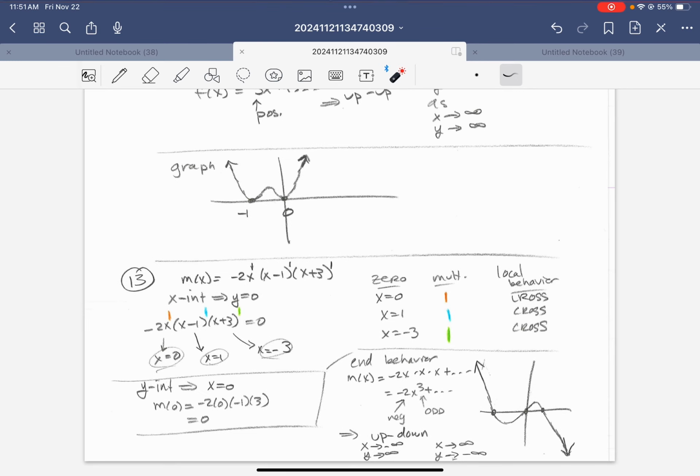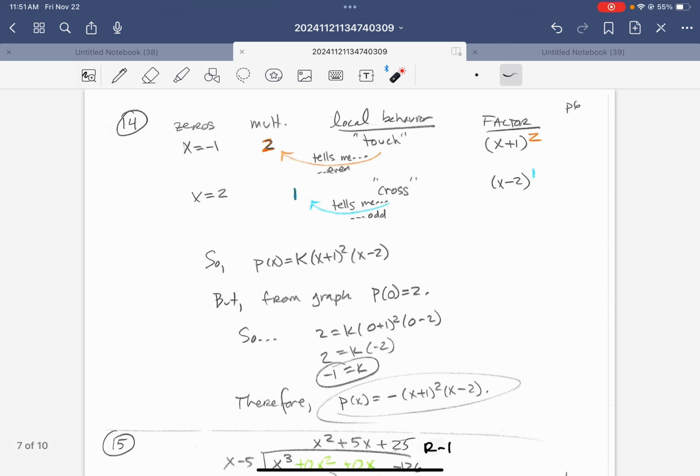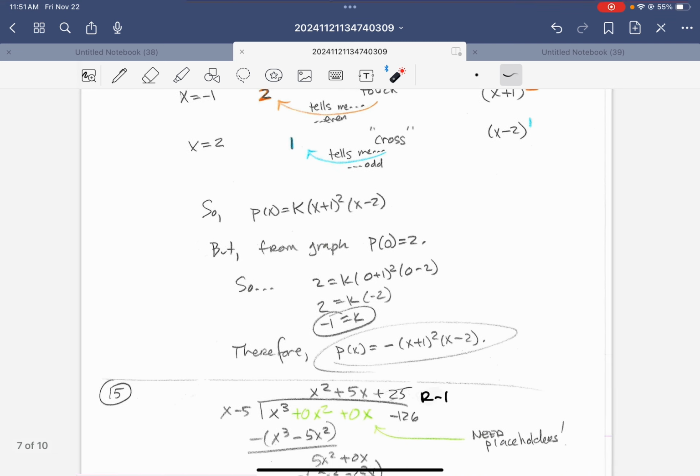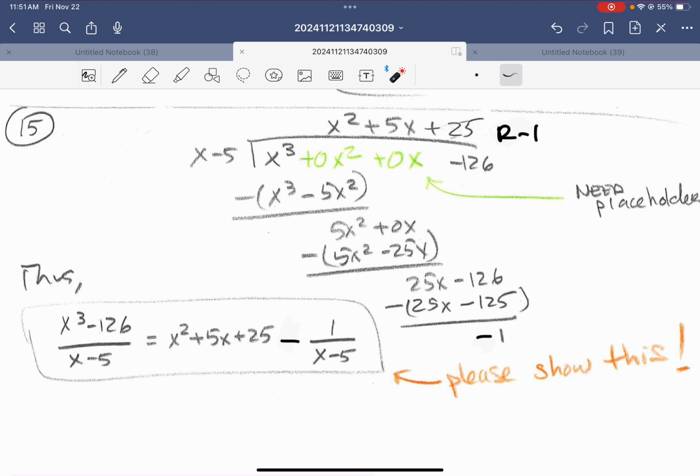13 is exactly the same, so I'm not going to go over that. 14 looks like it's going to be exactly the same, so I won't go over that.